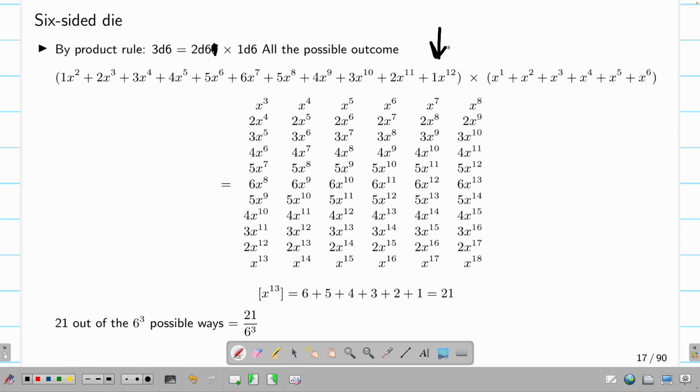So for the polynomial, we have this thing. If you multiply the whole thing by this term, it gives you this row. Multiplying by this one gives you the second row. This table is basically the multiplication between this polynomial and this polynomial. This polynomial corresponds to 2d6, and this corresponds to 1d6. So these are all the possible outcomes.